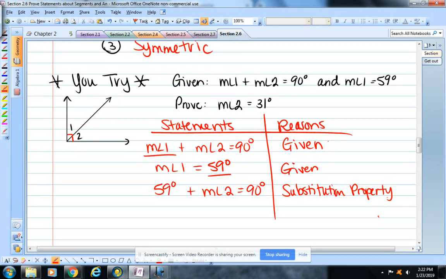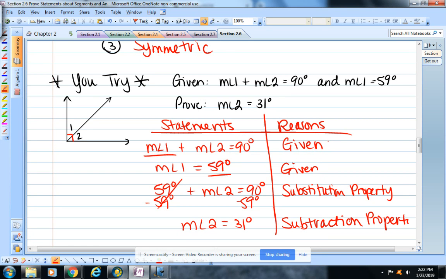Now what would I do? Now subtract 59 degrees. You're right. And so now the measure of angle 2 equals what? 31 degrees. Is that what I was trying to prove? All right, I just need my last reason. What was the last thing I did? Subtraction. So Zane, you are right. We just got to list out our statements and reasons while we do it.